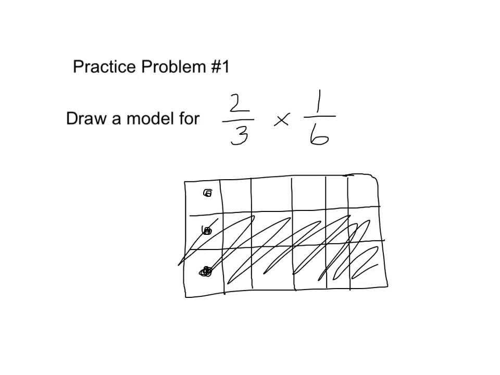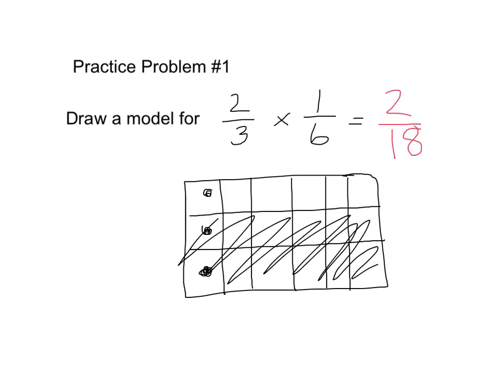So let's see if my model was correct. If my model were correct, the numerator of my answer would be the boxes that contain both dots and shading, which would be 2. And your denominator would be the total number of boxes that we created in the model. So counting these really quickly, this is a 6 by 3 going down. So if I were to count those out, there would be 18 boxes. Now that actually makes sense because 2 times 1 is 2 and 3 times 6 is 18. So I know I drew my model correctly.